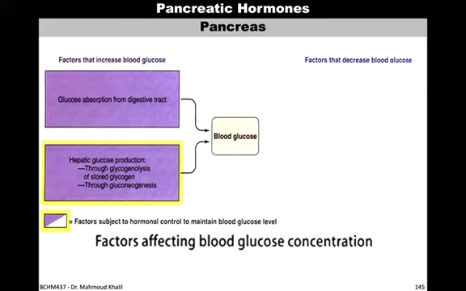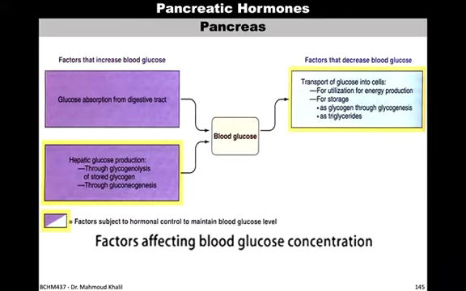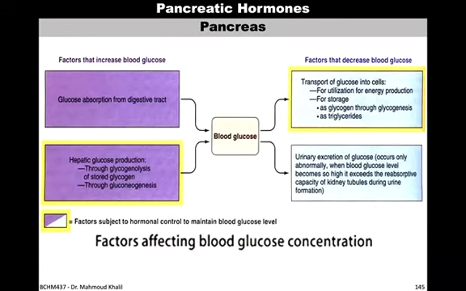glucose. The factors that decrease blood sugar level are the transport of glucose from the blood into the cells, either for use and energy production or for storage as glycogen or triglycerides. Also, the urinary excretion of glucose, which can occur abnormally when blood sugar becomes so high that it exceeds the reabsorptive capacity of the kidney during urine formation. This urinary excretion of glucose will definitely decrease the blood sugar level.